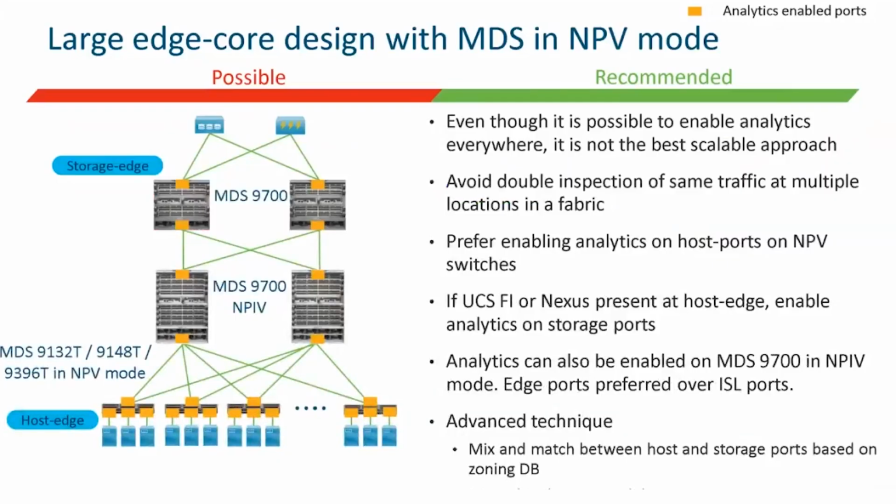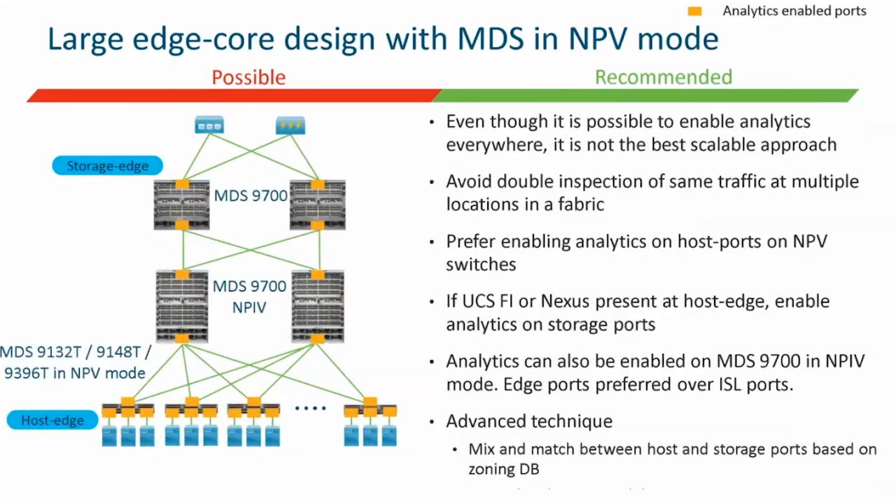Okay, large edge core design, there could be a couple of options, and it gets quite complicated. Assuming you have end-to-end 32 gig infrastructure, you can enable it everywhere. But just because you can doesn't mean you should. So don't enable it everywhere. Inspecting traffic just once in the end-to-end data path is enough.